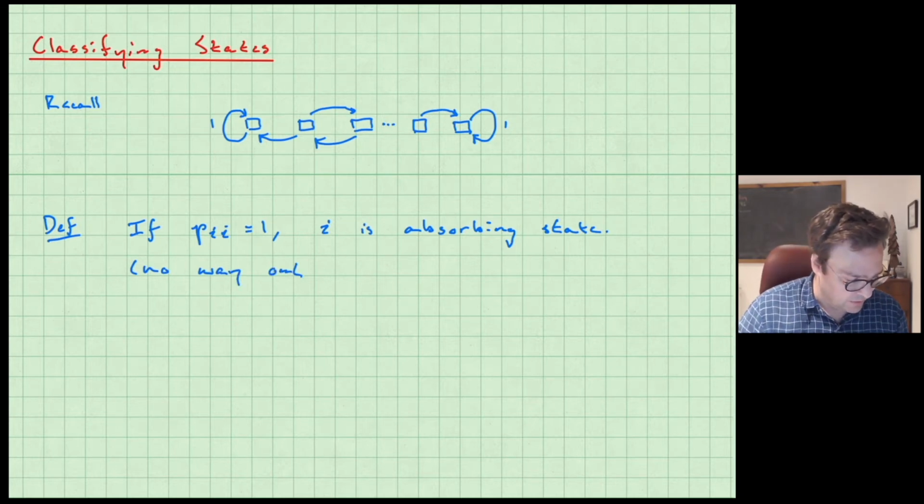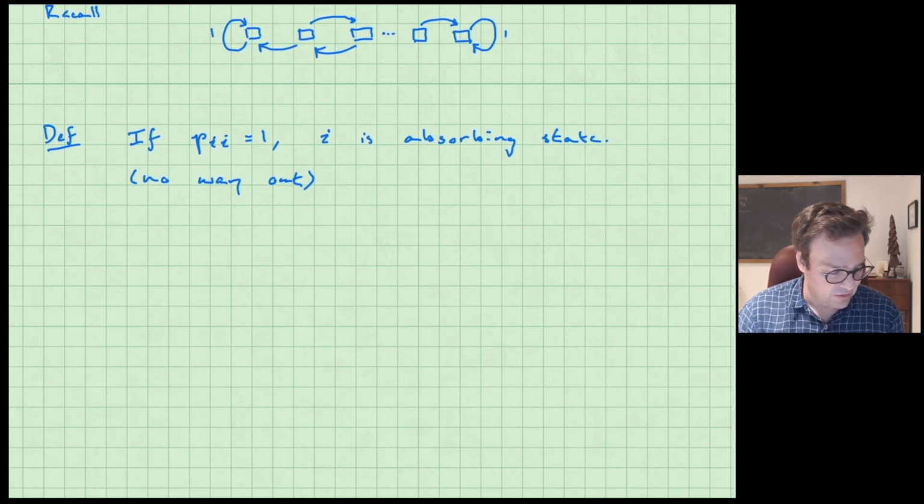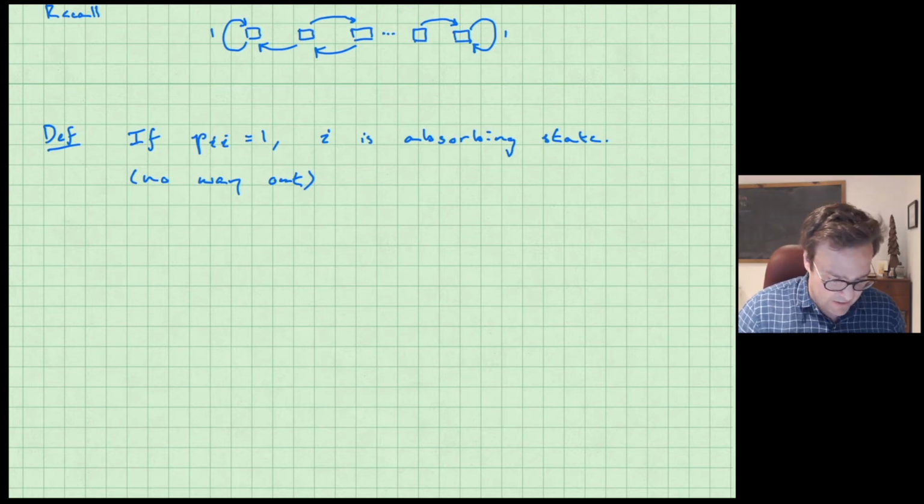So that's one. You can think about whether or not there were any absorbing states in the four heads in a row example. You should try to look for those. Okay, let's go on to our next one.